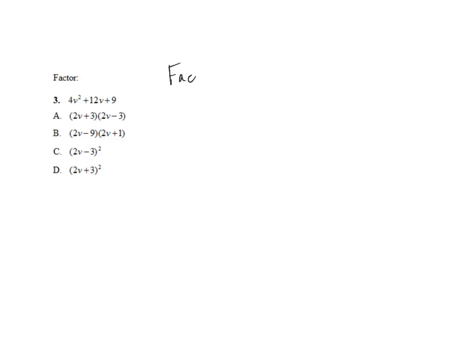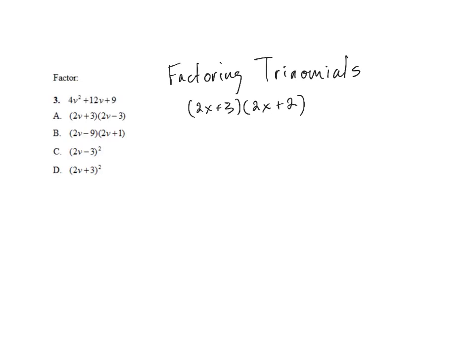All right, we're factoring trinomials. Now, if I took a simple, let's say binomial, let's say we looked at something like this, and I told you to FOIL this, you would take this first term and this first term and multiply it: 4x squared.